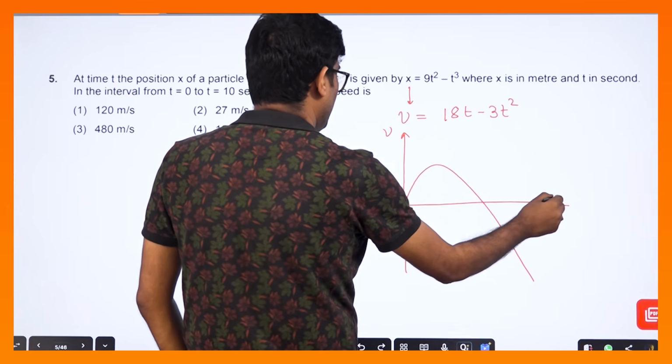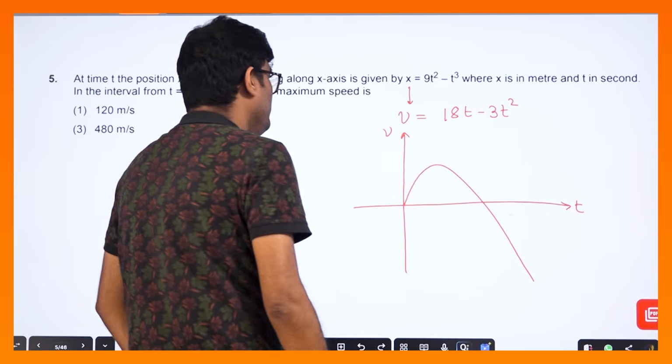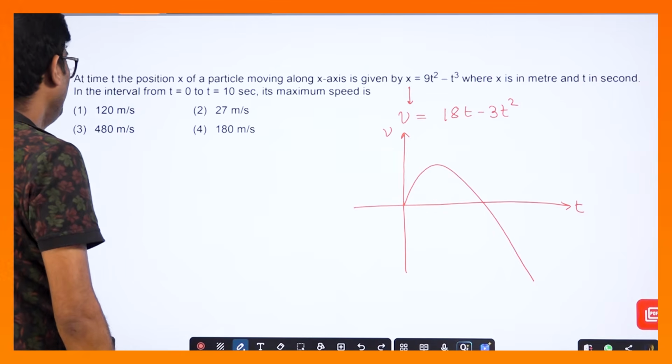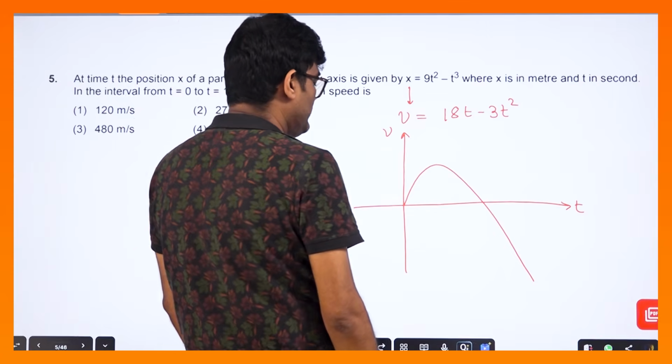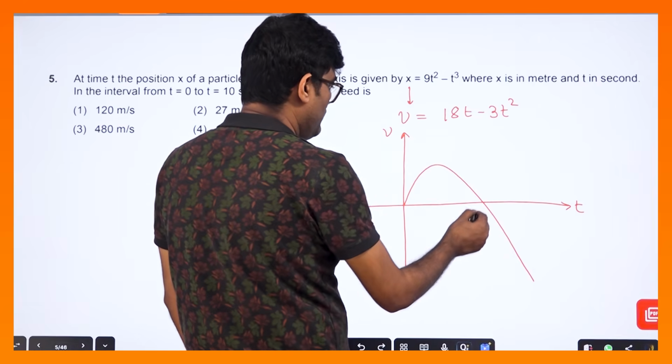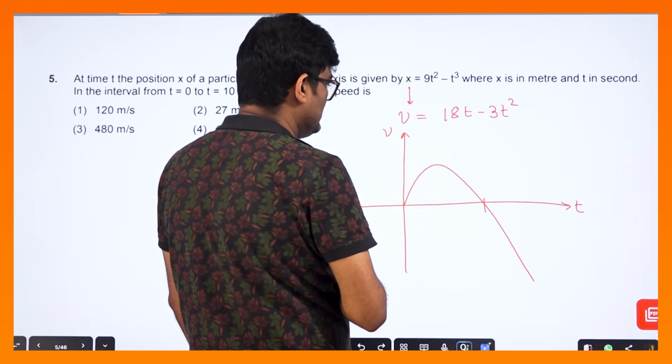This is the v-t graph. Now the question says that in between 0 to 10 second, what is the maximum speed? So I have to first check where is the 10 second, where this graph actually cuts the time axis.